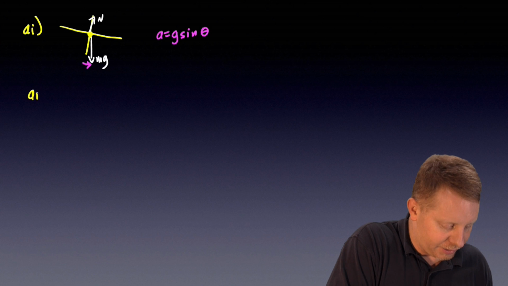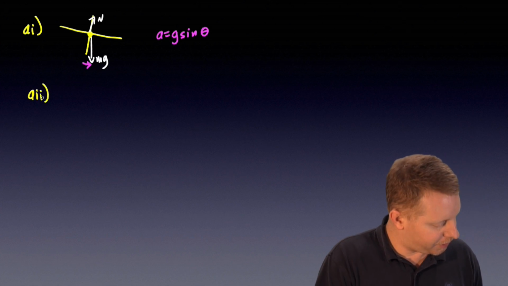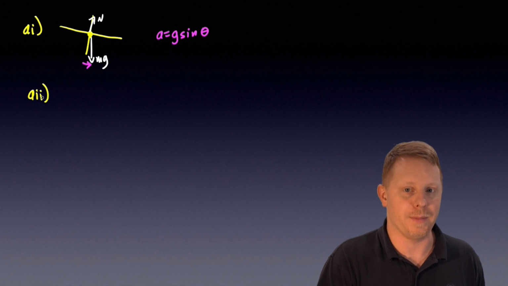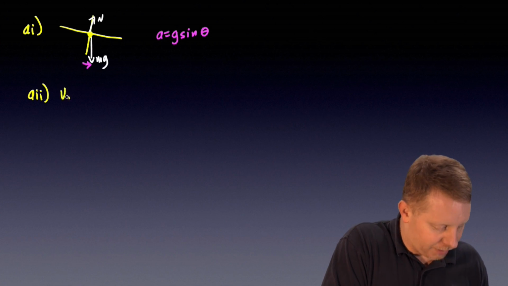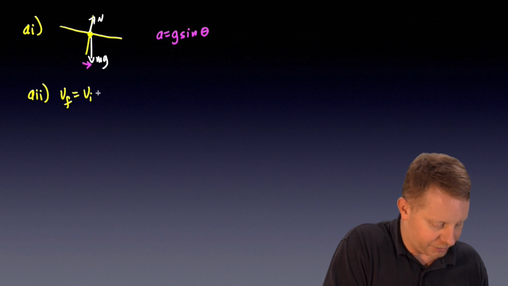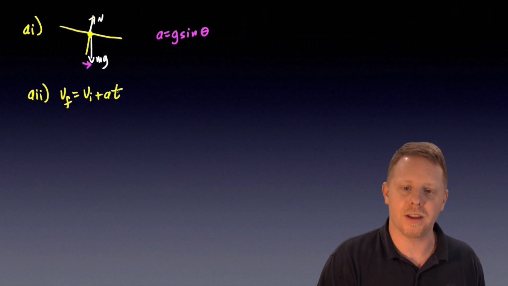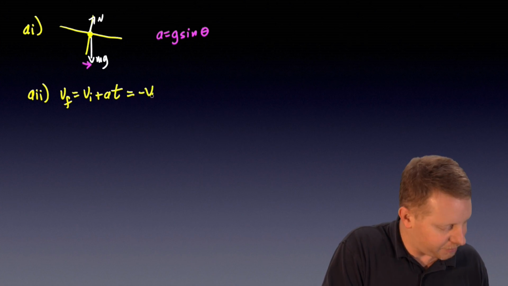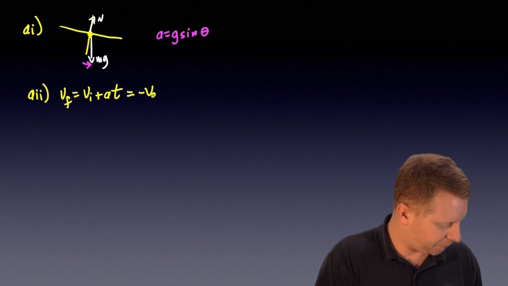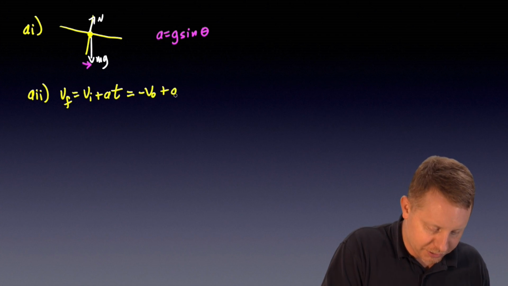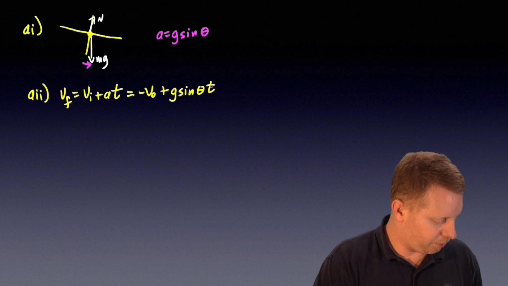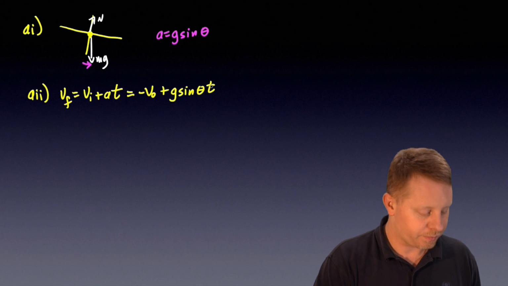Now for part A2, determine an expression for the velocity v of the block. Well, for that we can go to our kinematic equations, where our final velocity is equal to our initial velocity plus the acceleration times our time. In this case, our initial velocity is going to be minus v0, the way we've set up our axis here, plus our acceleration, g sine theta, times t. So now we've got A2, velocity as a function of time.